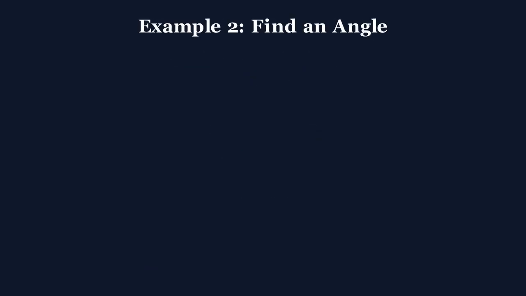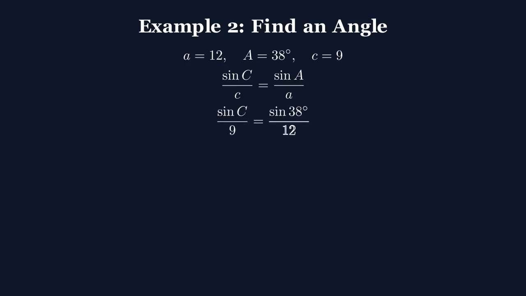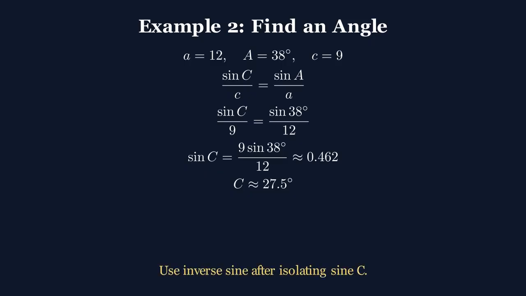Example 2. Suppose side a is 12, angle A is 38 degrees, and side c is 9. Find angle C. Use sine C over c equals sine A over a. So sine C over 9 equals sine 38 over 12. Multiply by 9, and sine C is about 0.462. Therefore, angle C is about 27.5 degrees.